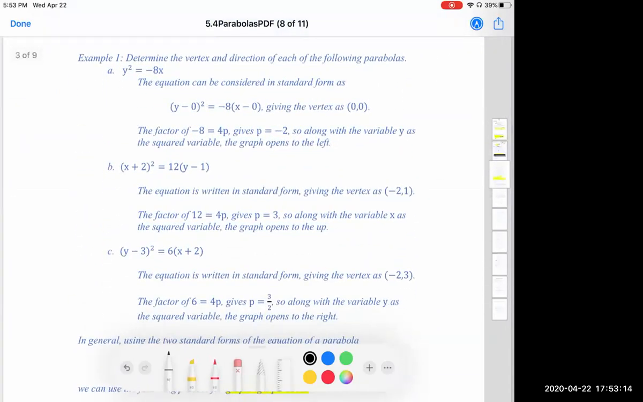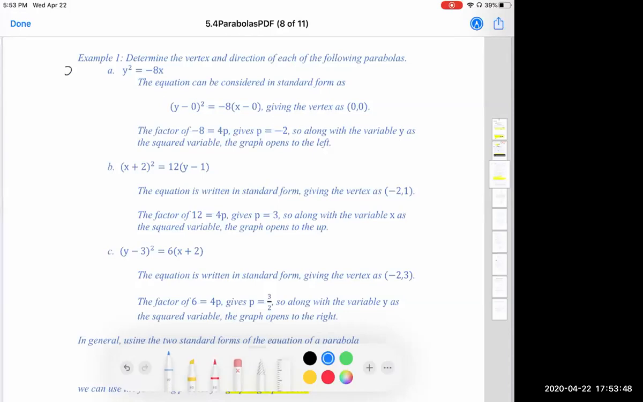Example 1. Determine the vertex and direction of each of the following parabolas. All right, so the first thing you want to highlight is, think, what variable is being squared? Is it my x or is it my y? For this one, we see the y is being squared. So we know my options are left and right. Well, I see a negative, so the graph opens to the left. It's an open left.